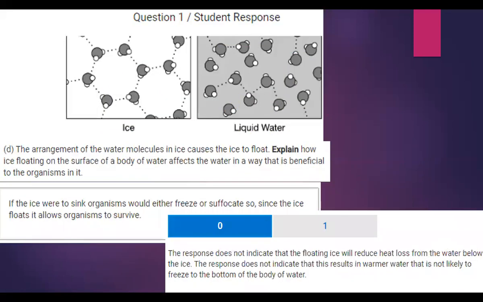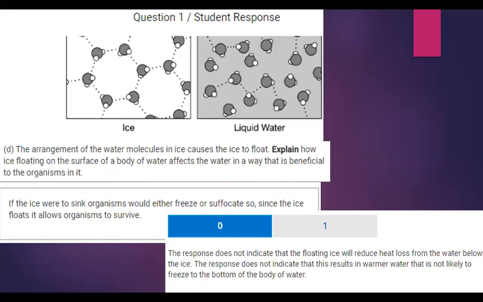All right, D. The arrangement of water molecules in ice causes the ice to float. Explain. That means more than one sentence, please. Explain how ice floating on the surface of a body of water affects the water in a way that is beneficial to the organisms in it. So how is that affecting it? If the ice were to sink, organisms would either freeze or suffocate. So the ice floats, it allows organisms to survive.